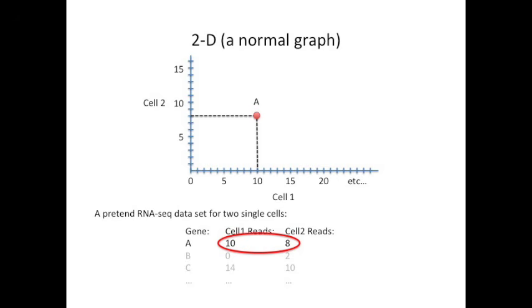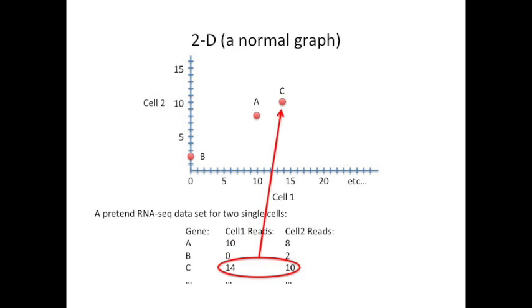If you can remember from 5th or 6th grade, the way we plot the data for gene A is we go over to 10 for cell 1, and we go up to 8 for cell 2, and we put a point there. For gene B, we go over 0 for cell 1, so we don't move at all, and we go up 2 for cell 2. And for gene C, we go over 14 and up 10.